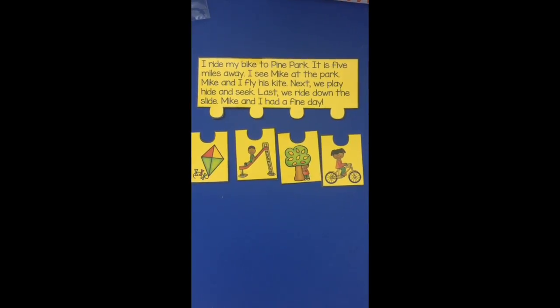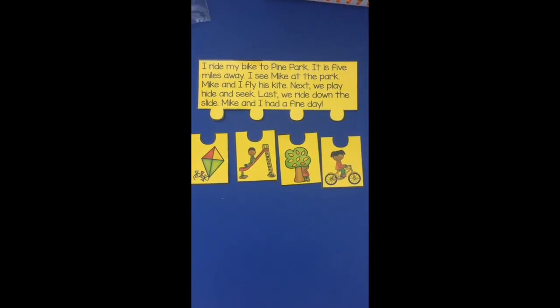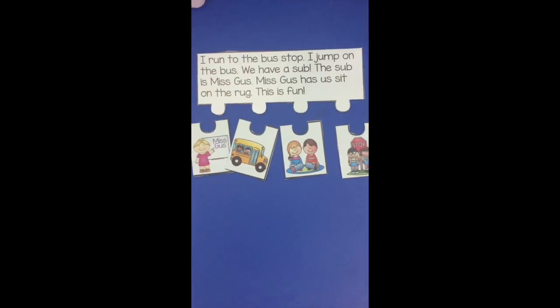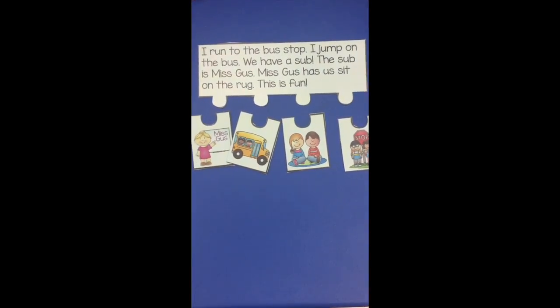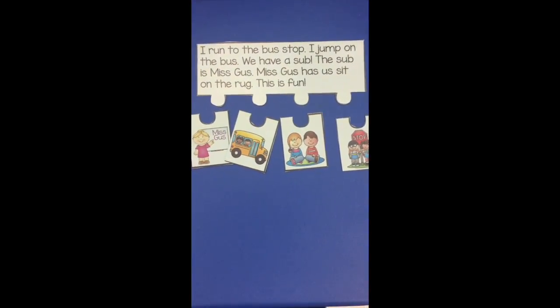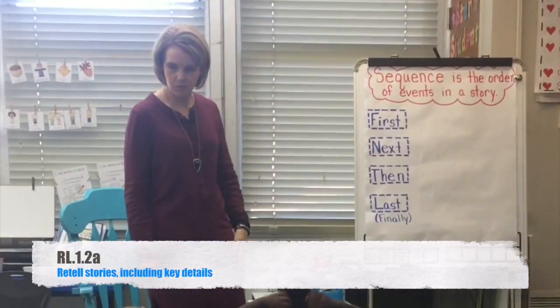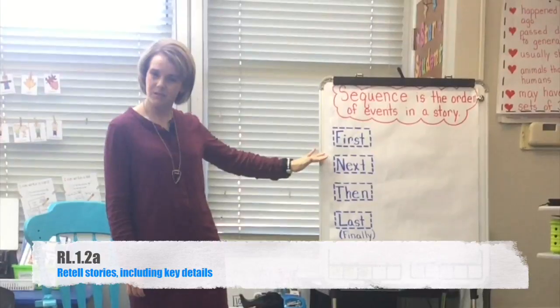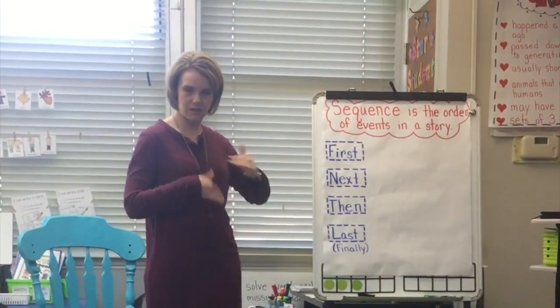These are differentiated. The higher groups have story puzzles that focus on long vowels with the final E. And then some of our lower struggling readers are going to choose a puzzle that are still focusing on some short vowels and some consonant blends. That sequencing is the order that things happen in the story, okay? And we learned that we can use some clue words to help put a story in order.